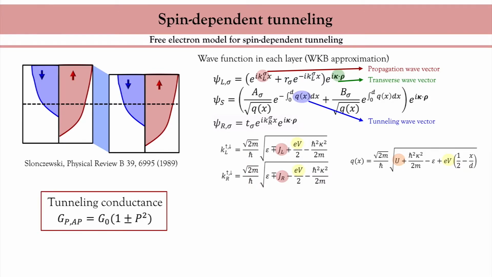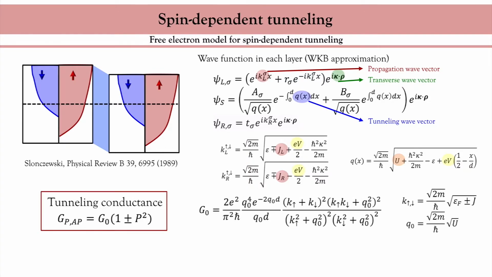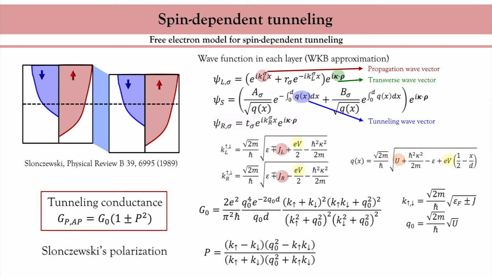I obtain this expression, where G0 is the bare conductance, and P is a polarization factor called Slonczewski's polarization. The bare conductance decreases exponentially with the barrier thickness, and most importantly, you see that Slonczewski's polarization is nothing but Julliere's polarization multiplied by a term that depends on the tunneling wave vector.